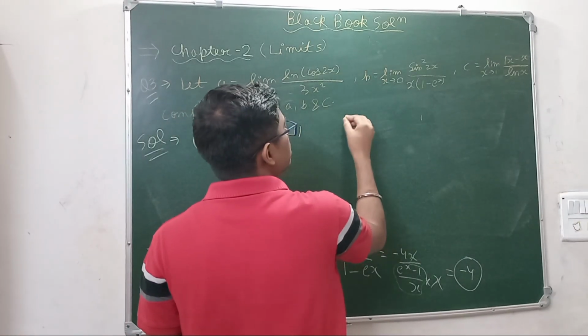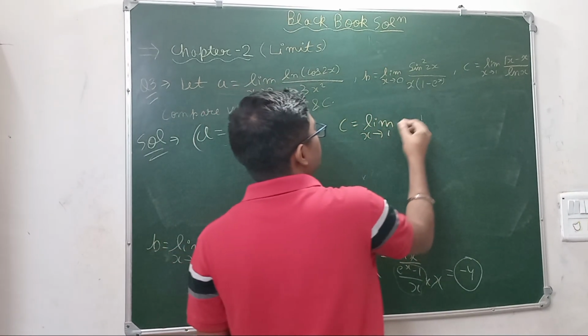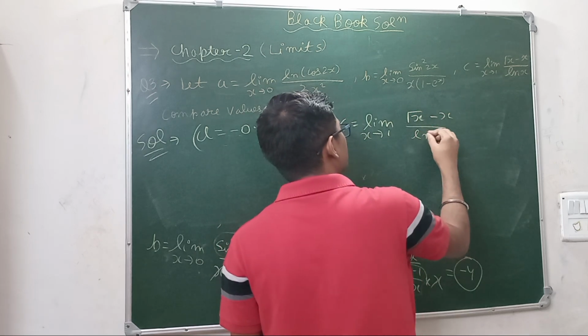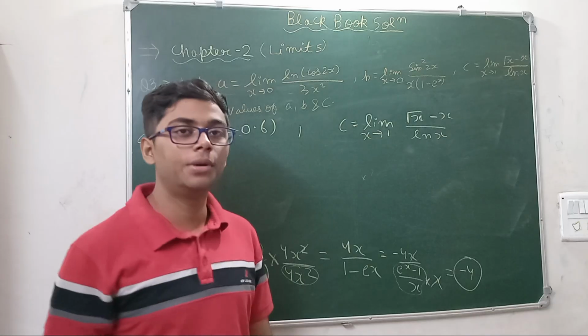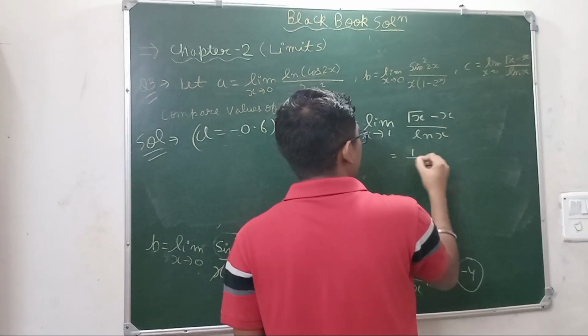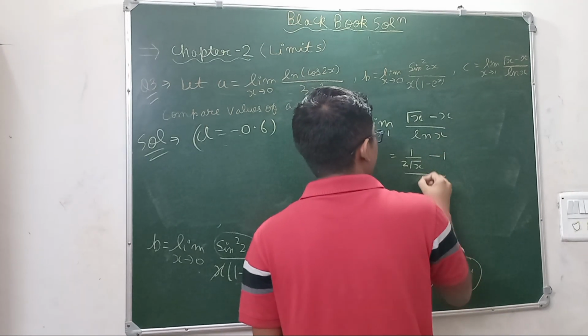The value of c, the limit is given. Limit x is tending to 1, root x minus x by ln x. This is also 0 by 0 form, so apply the L'Hopital rule. The derivative of root x is 1 by 2 root x. Derivative of x is 1. Derivative of ln x is 1 by x.